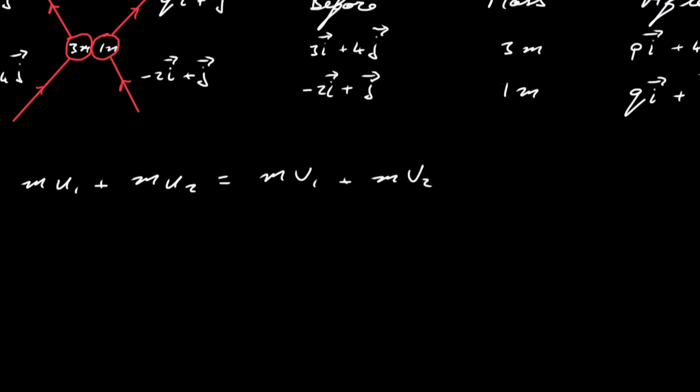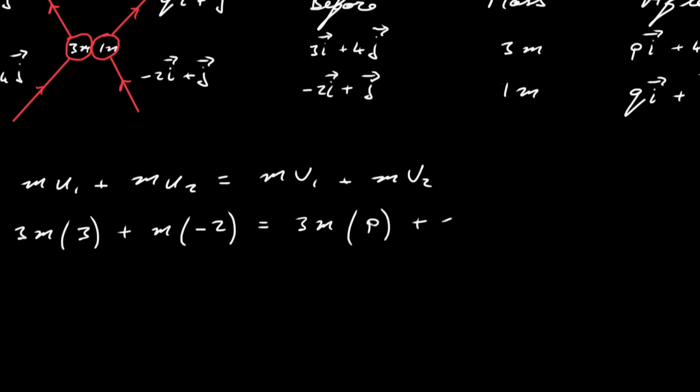So let's put in the values here. The mass here is 3m, and its initial velocity in the i direction is 3, plus the mass here is 1m, or just m, and its velocity in the i direction is minus 2. Afterwards we still have 3m as the mass, and the velocity here is just p, and the mass here is m, the velocity here is q in the i direction. So we can cancel all these m's, there's an m in each term.